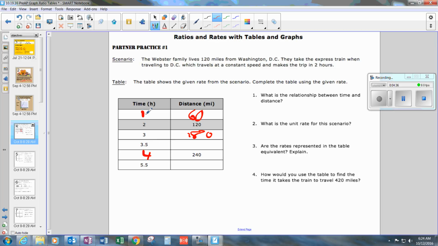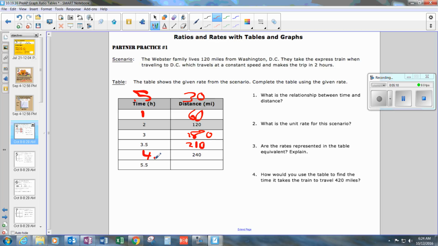So half of an hour would be 30 miles, because half an hour is 5/10. Half of 60 miles is 30. So if I add the 3 hours to half an hour, or 180 to 30, that would be 210 miles. Or you can find the median, the in-between number of 180 and 240.